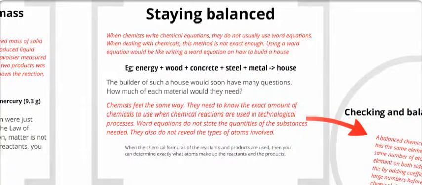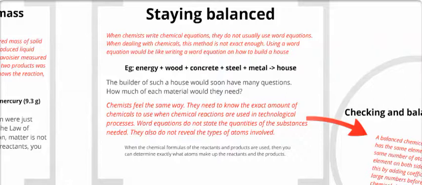So, staying balanced. When chemists write chemical equations, they do not usually use word equations. When dealing with chemicals, this method is not exact enough. Using a word equation would be like writing a word equation on how to build a house. You would say that energy plus wood plus concrete plus steel plus metal is a house. The builder of such a house would have so many questions. How much of each material would they need? Chemists feel the same way.